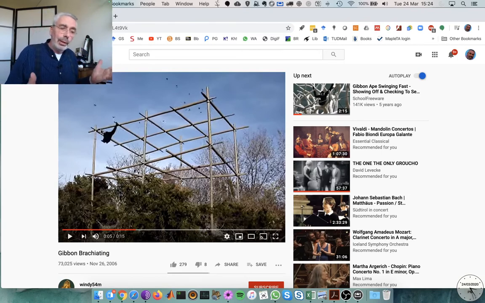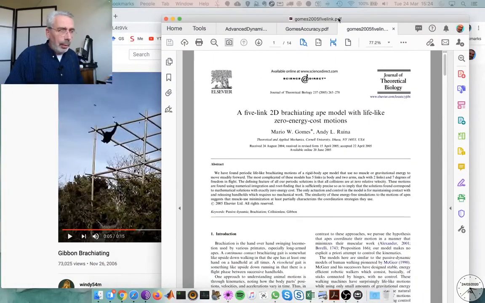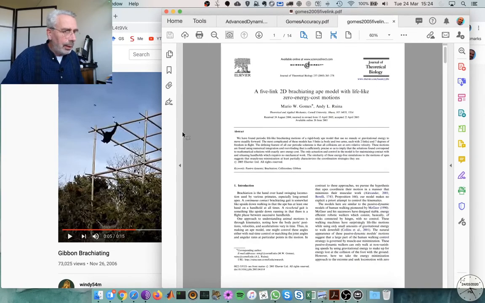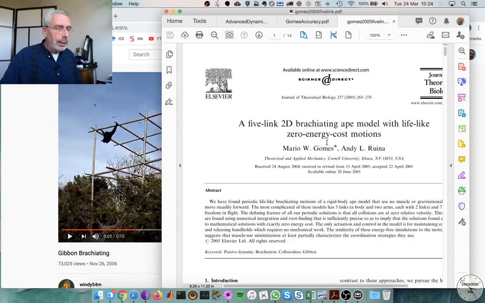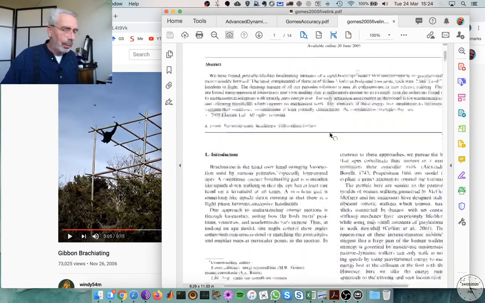So you could also look at it as an inverted way of walking. And actually Mario Gomez was doing research on this when I was visiting at Cornell, and this is his paper, a 5-link 2D brachiating ape model with lifelike energy 0 cost. The 0 cost is because he so nicely grabs on every time with 0 speed. So it's like walking but with 0 impact on the ground, but then inverted.